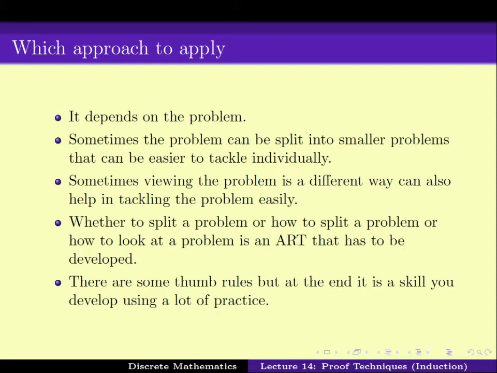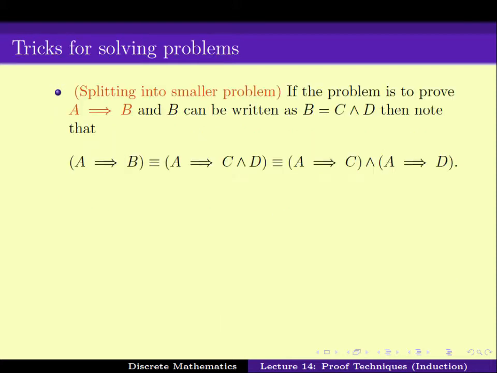Now till now, we have seen a few simple tricks that can be applied. To start with, we looked at how to split a problem into smaller parts. When proving A implies B, if B can be written as C and D, then it can be split into A implies C and A implies D. Each of them can be solved individually, hence making it into slightly easier problems.